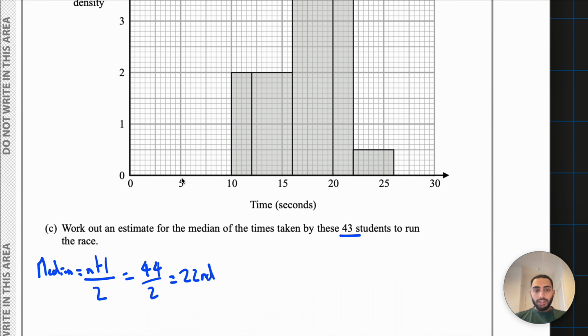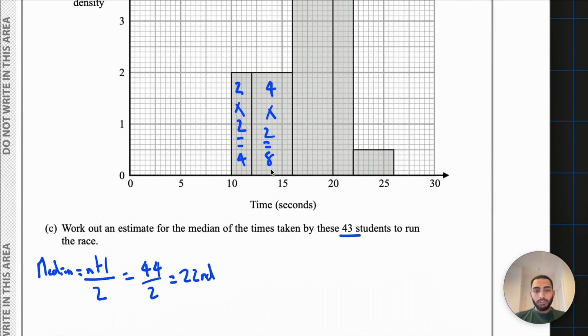So this one, there's a gap of 10, and each gap would be worth 0.5. So between here and here, that's a gap of 2 altogether, multiplied by a height of 2. So we're just finding out the areas of these rectangles, basically. So in this first bar, there are 4 people. In the second bar, I've got 1, 2, 3, 4, 5, 6, 7, 8. So that's 4 multiplied by 2 again, which is 8. So I've got 12 people so far.